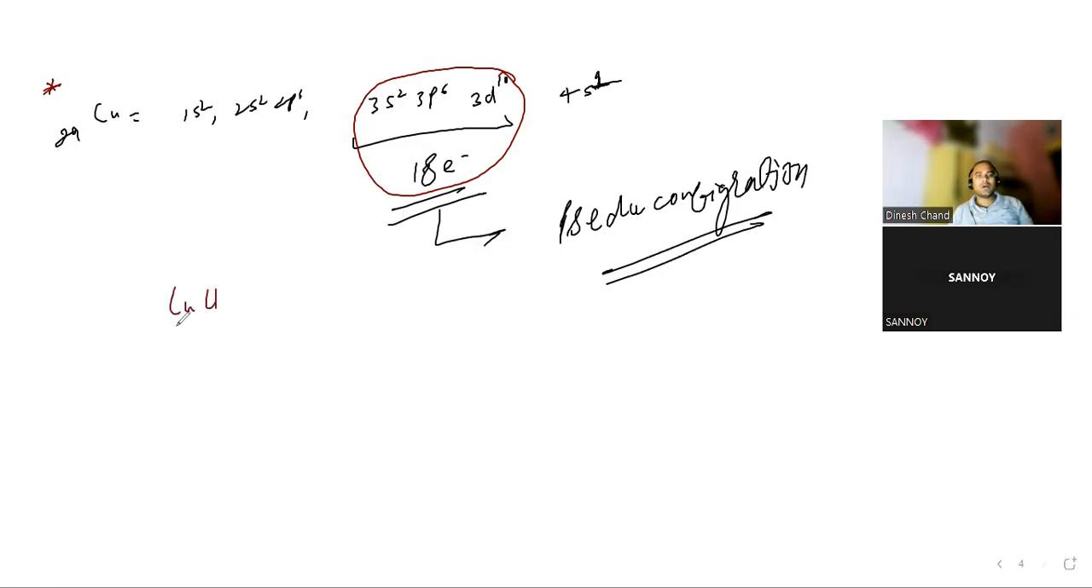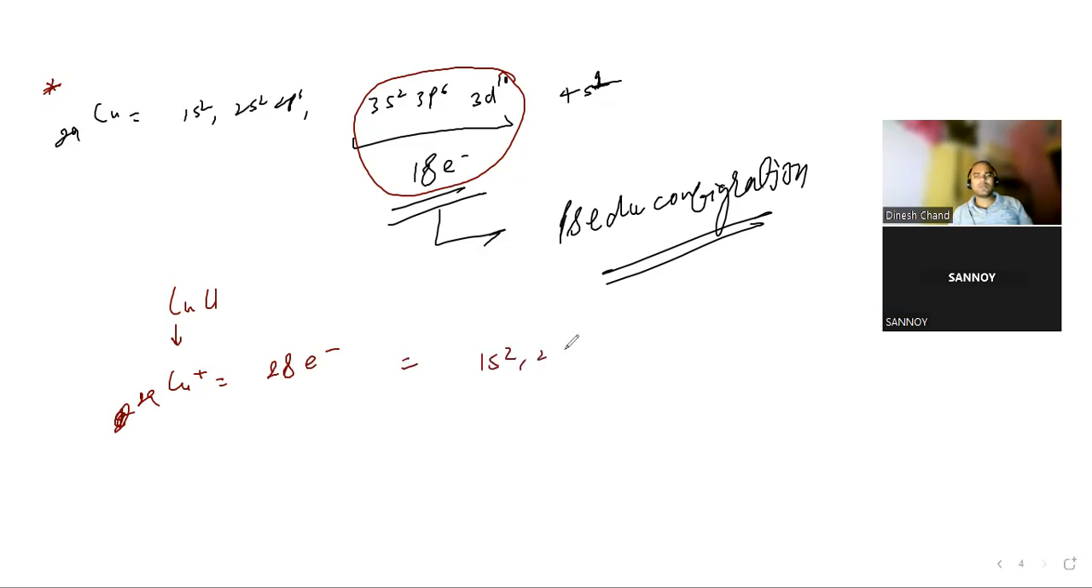CuCl is there, no? What is the oxidation state here? Cu plus. Yes or no? Yes, sir. One positive charge. So one positive charge means how many electrons? One positive charge means 28 electrons. Yes or no? Yes, sir.